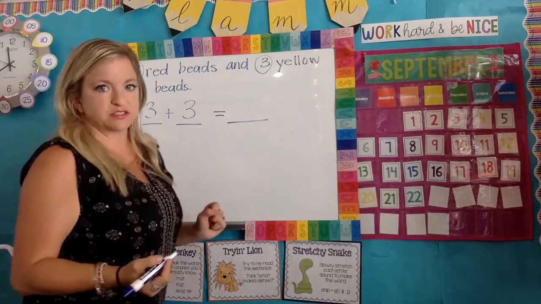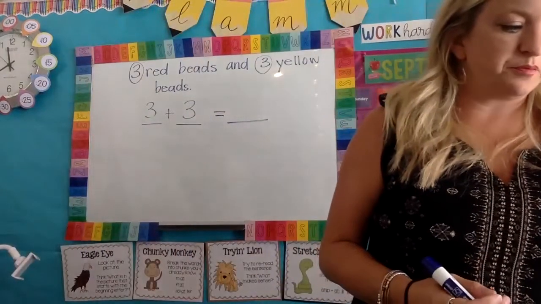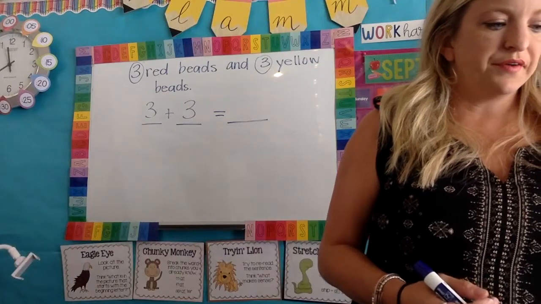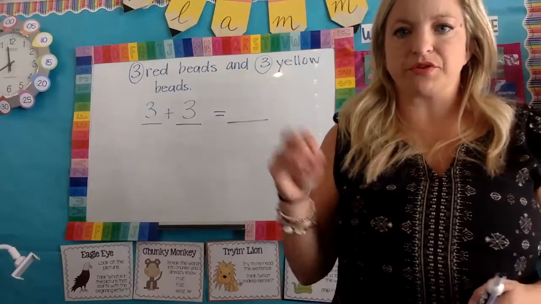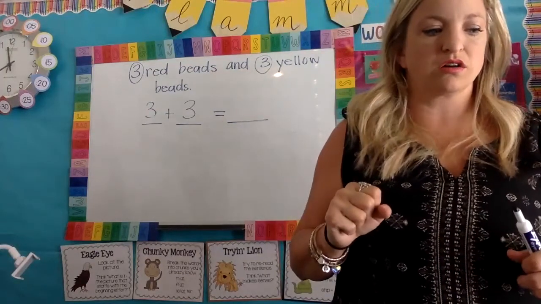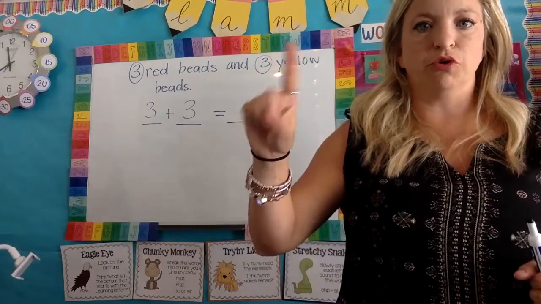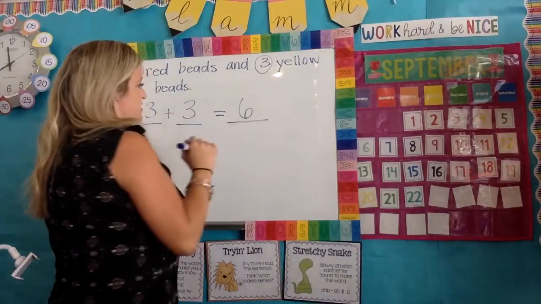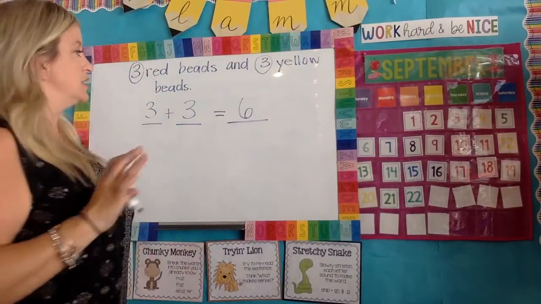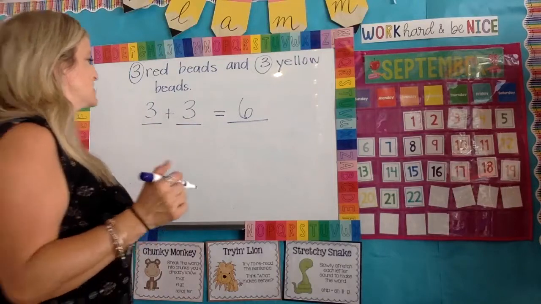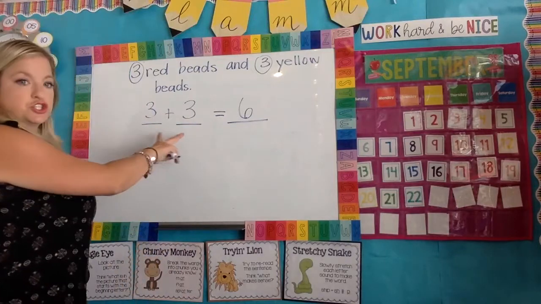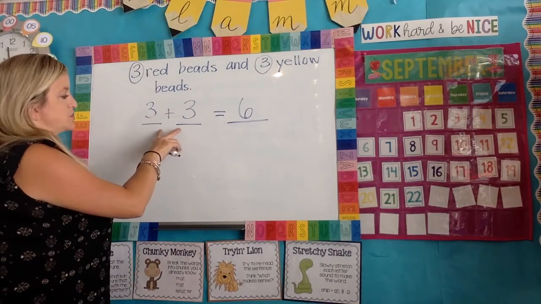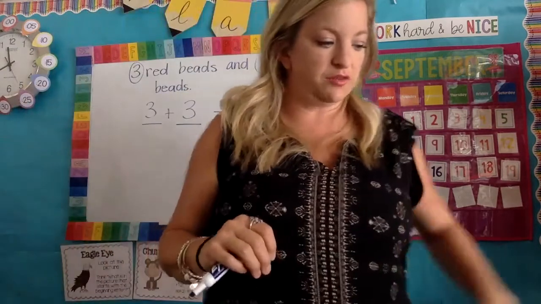How are you solving this? How are you going to solve that? So feel free to break out those erasers and get 3 and then add 3 more. Okay, 3, 4, 5, 6. 3 plus 3 is 6. And if you said it's a double stacked, you are absolutely correct. It's a double stacked because 2 of the same number is called a double. So 3 plus 3 is 6. These are doubles facts, and that's what we're working on.